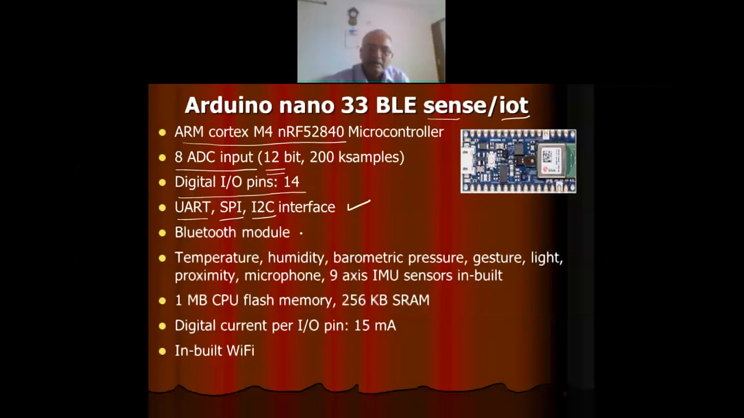It has an inbuilt Bluetooth module. And some sensors are also inbuilt, like temperature, humidity, barometric pressure, gesture, light, proximity, microphone, 9x6 IMU sensor. So these sensors are already inbuilt. You need not interface them externally. If you require other sensors than these, then you can use these 8 ADC input pins to connect other sensors. Otherwise, these sensors are already available inside the board itself.